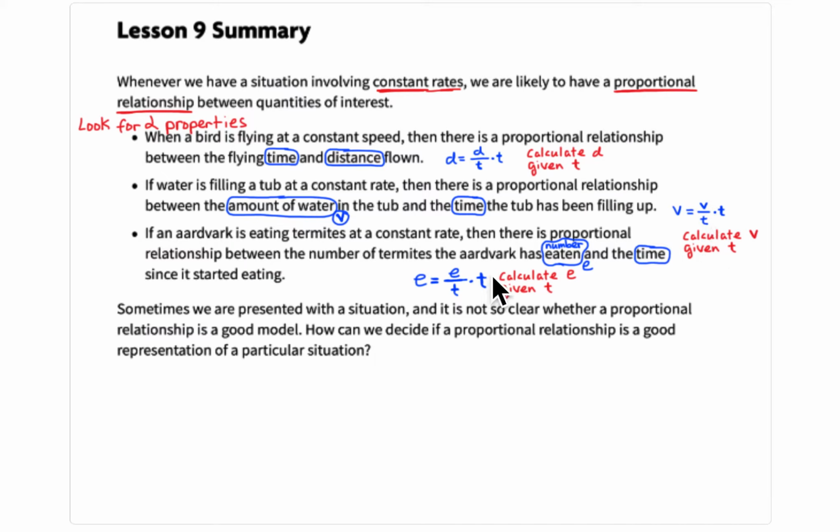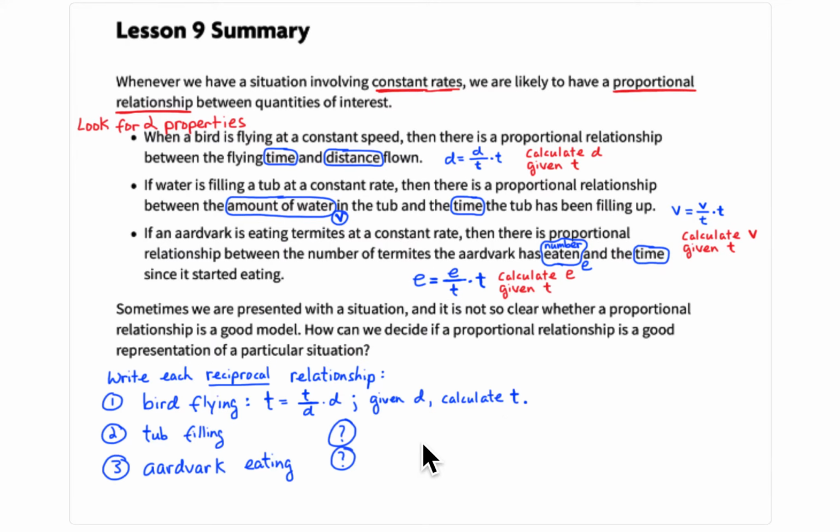Or if you're given an amount of time for the aardvark eating termites, how many termites have been eaten in 15 minutes? It eats so many termites per minute times those 15 minutes, and you calculate the number of termites that have been eaten. You can also look at the reciprocal relationship, or going the other way. If you're given the distance the bird has flown, you can then calculate how long it took to fly that distance. So this is the opposite.